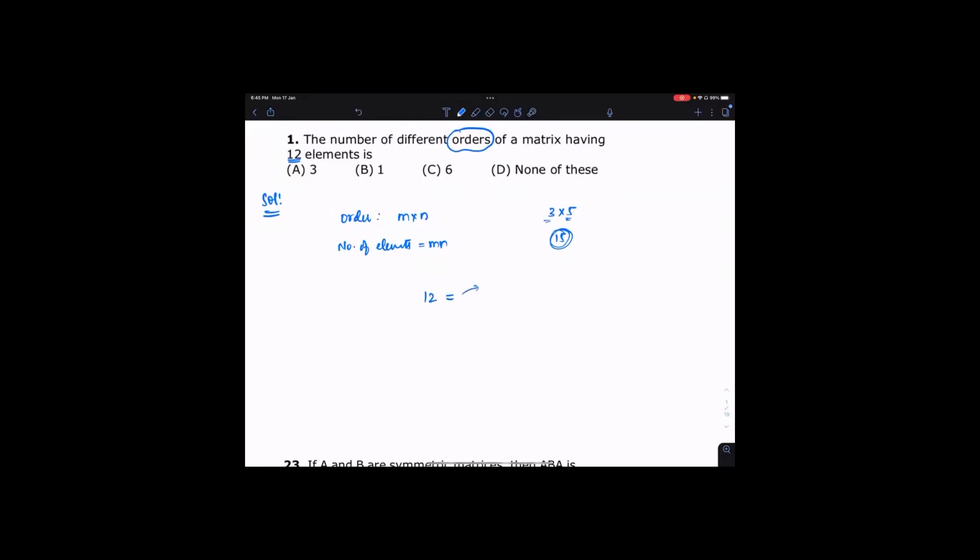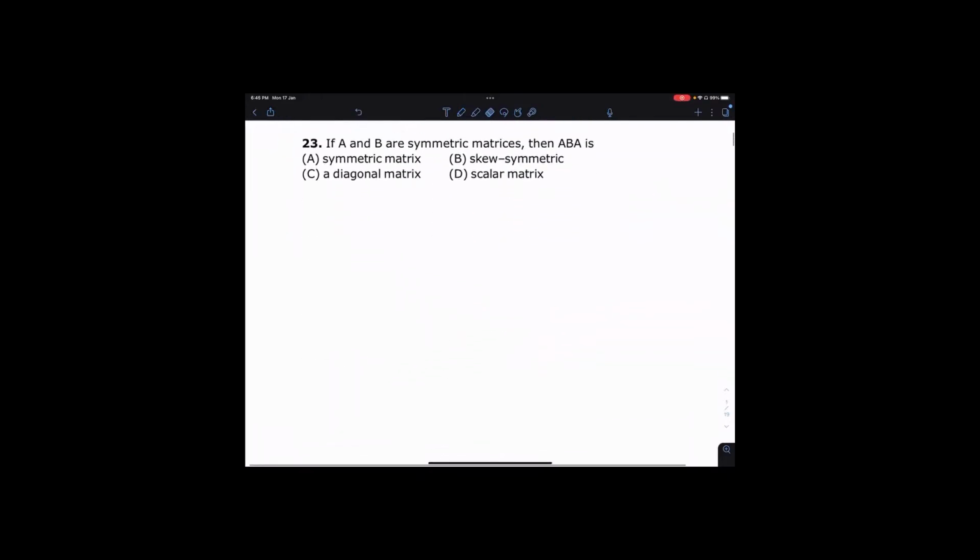So the matrix size can be 1 by 12. You have to choose the row number and column number, that is m and n, in such a way that the product must be 12. So 1 by 12, 2 by 6, 3 by 4, and just the reverses, 4 by 3, 6 by 2, and 12 by 1. So you can see that totally 6 different matrices are possible. Next.